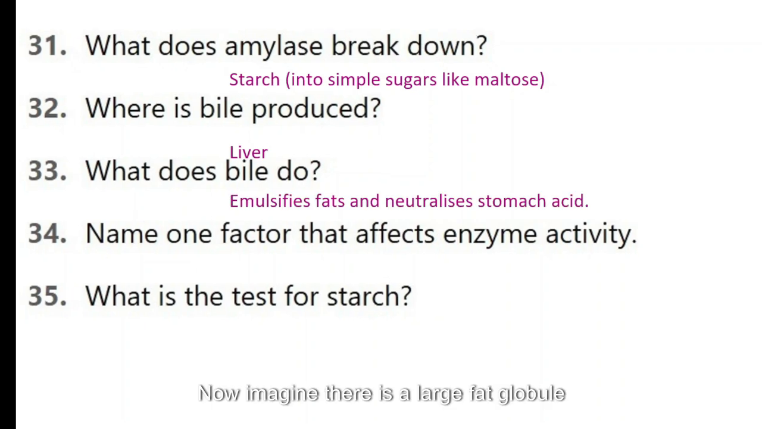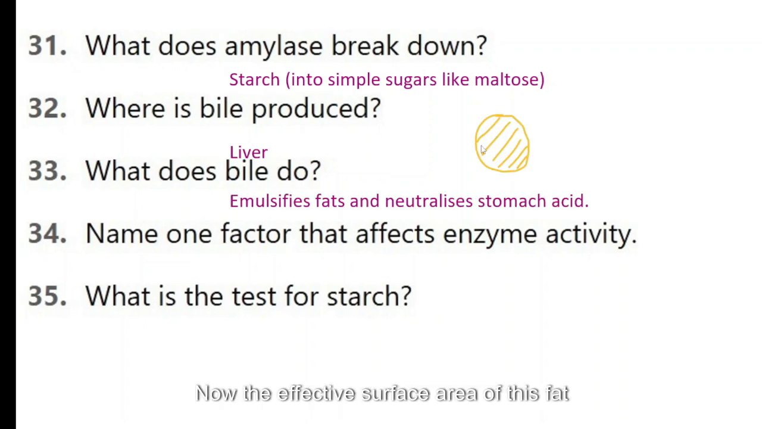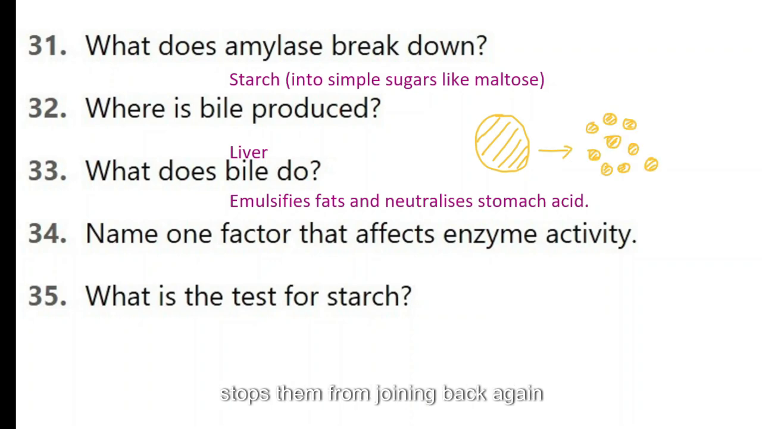Now imagine there is a large fat globule that requires digesting. Now the effective surface area of this fat globule is relatively low. So what bile does is it breaks this down into smaller droplets like this, and bile stops them from joining back again, which increases the efficiency of the process of digestion.